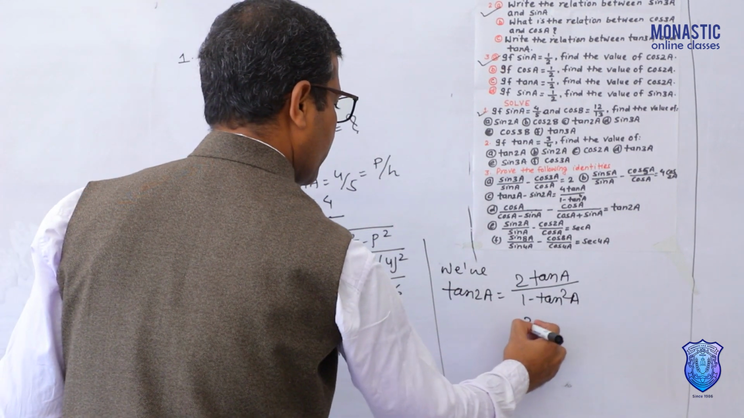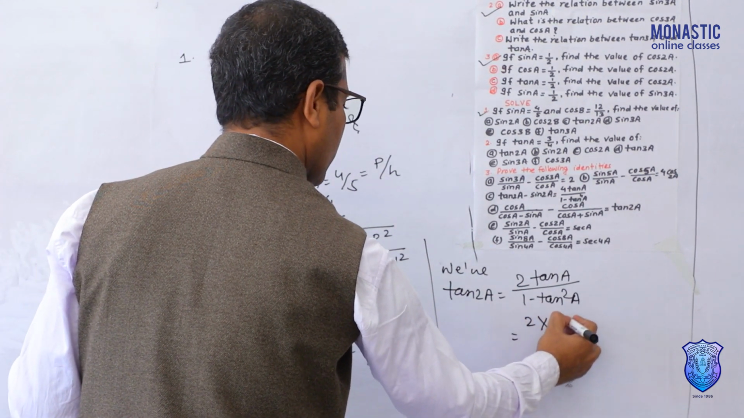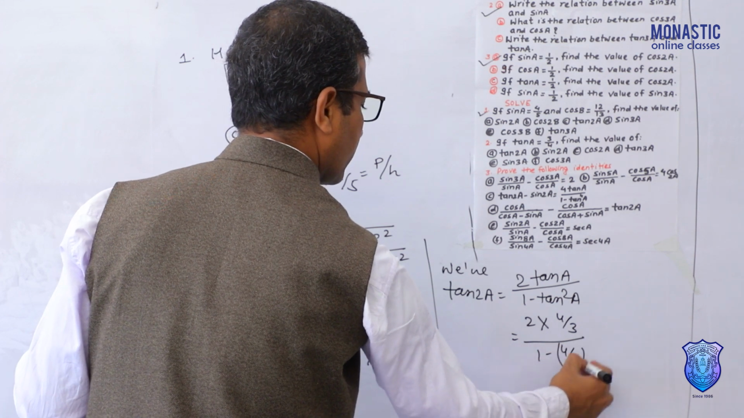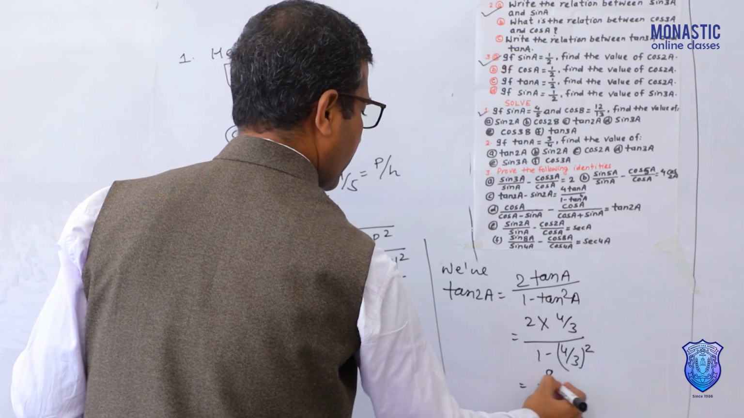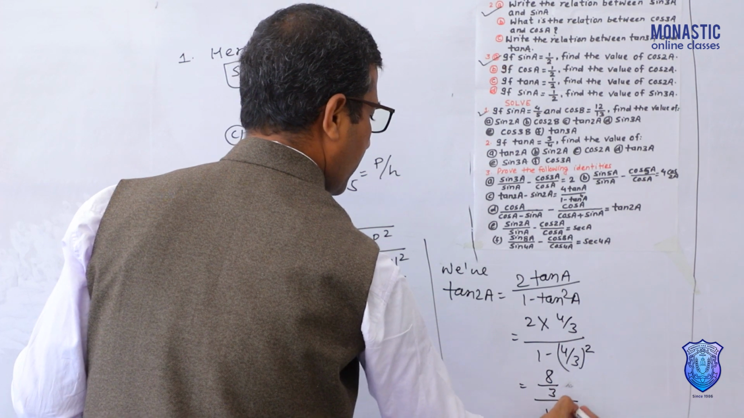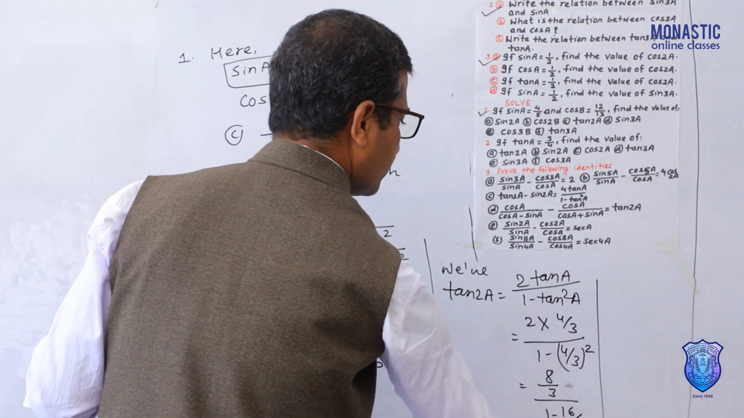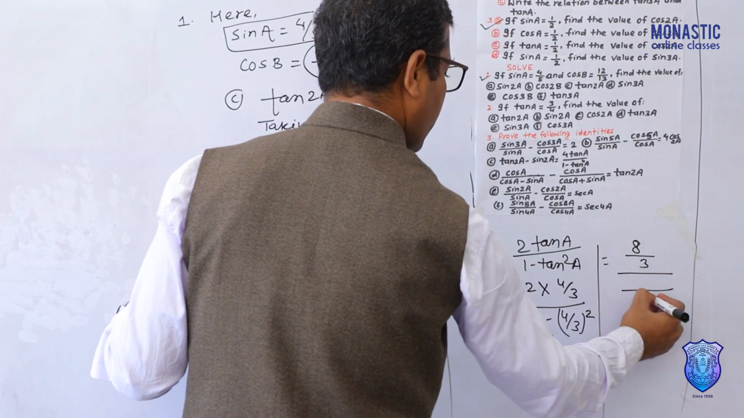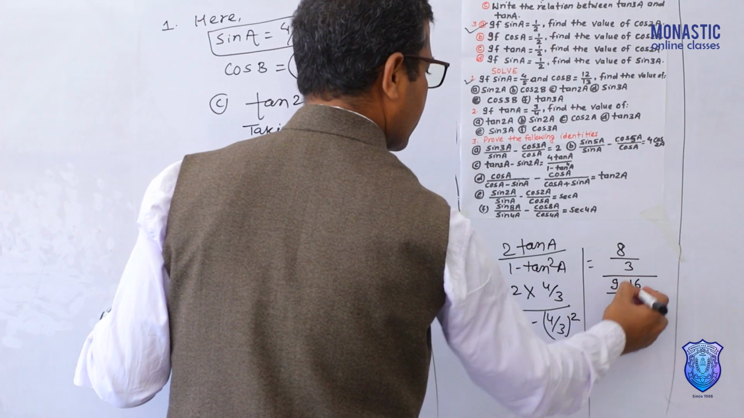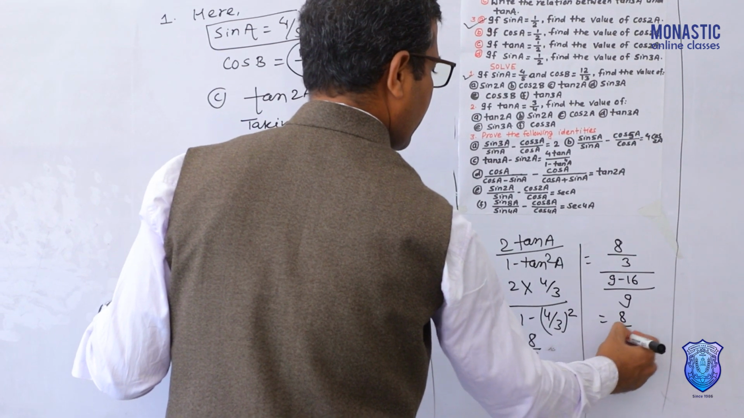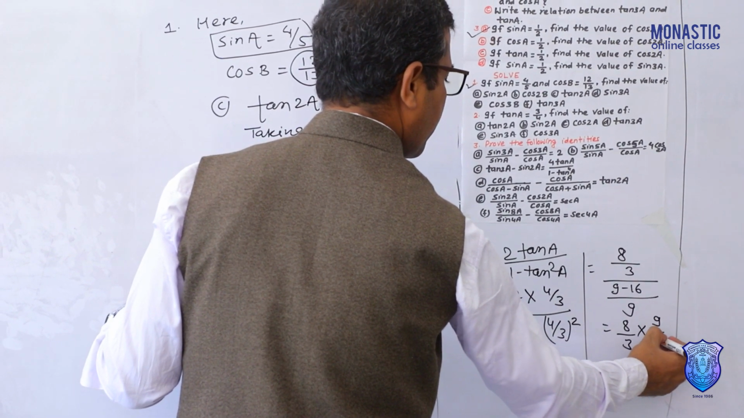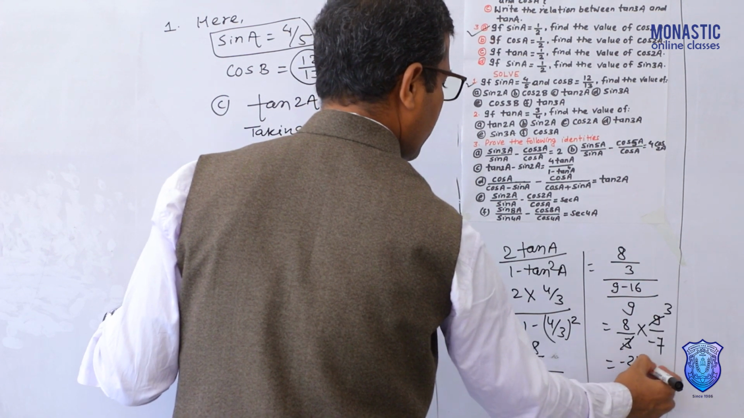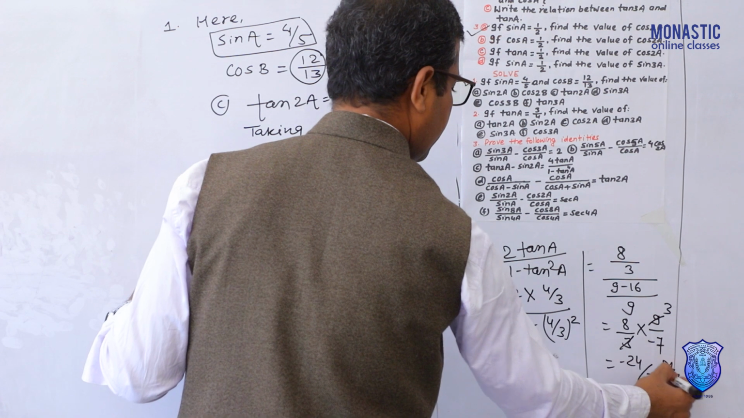That is 2 times tan A, and the tan A value is 4 by 3. 1 minus 4 by 3 whole square. 8 by 3, 1 minus 16 by 9. 8 by 3, 9 minus 16 by 9. It came minus 7 by 9, so the answer is minus 24 by 7.